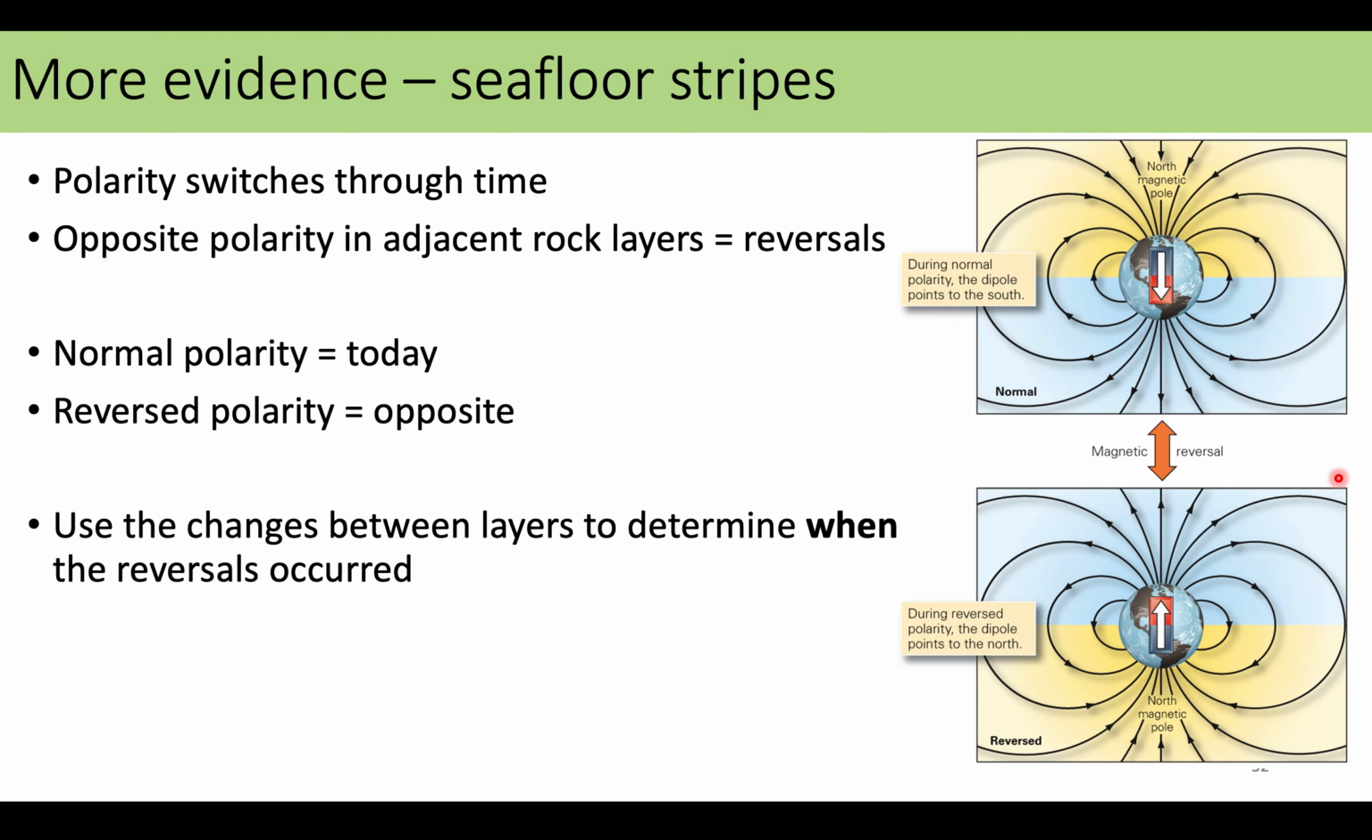Opposite polarity in rock layers that are next to each other, we consider a reversal. So a magnetic reversal would be when we go from our normal situation, where north is where we consider north today, to our reversed situation, where our south magnetic pole is actually at our north geographic pole, and then vice versa. So today we are in a normal polarity situation where we have our north magnetic pole near our north geographic pole.